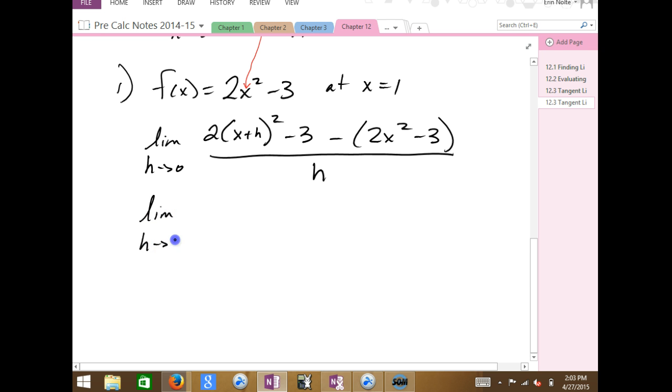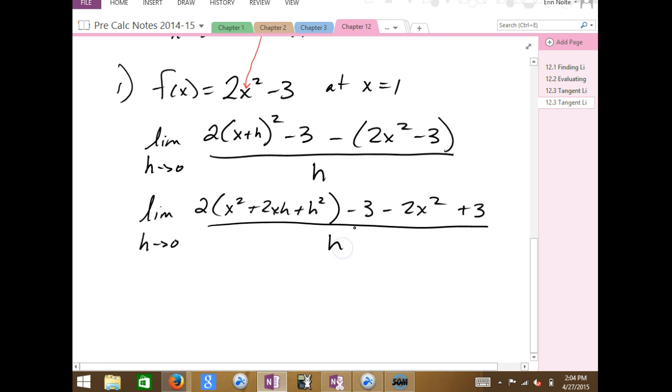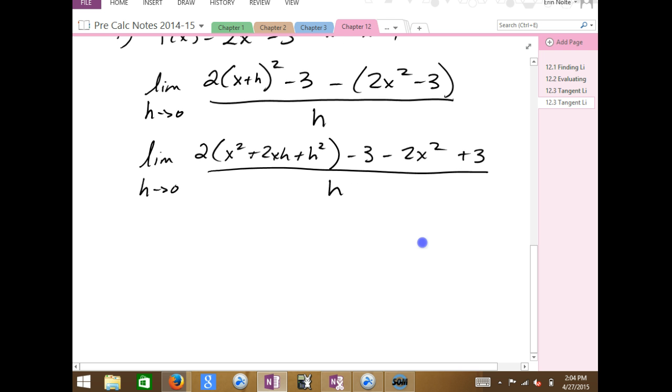Okay, so I have 2. Is it okay if I go straight to what this FOILs into? You guys remember how to do that? So it'd be x squared plus 2xh plus h squared. Then I have minus 3. I'll go ahead and distribute the negative through that second quantity, okay? So minus 2x squared plus 3. Is that 2 plus h or 2xh? 2xh. Okay, so now I'm going to distribute the 2 through.